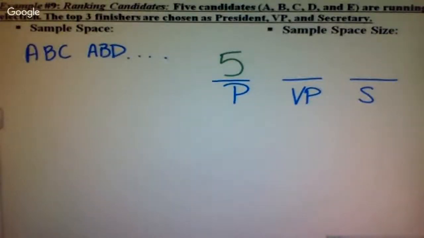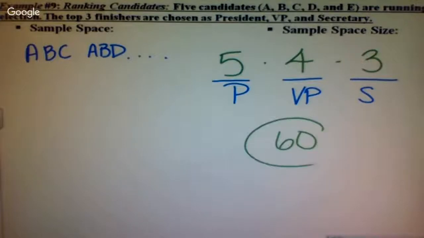I've now picked a president. They can't be vice president. So now I'm only down to 4 people I can pick from. Then I pick another one. They can't be secretary. So now I'm down to 3. There's 60 different options.